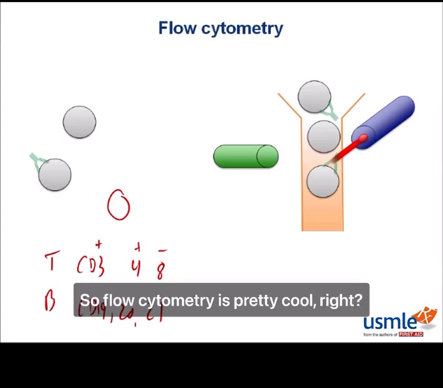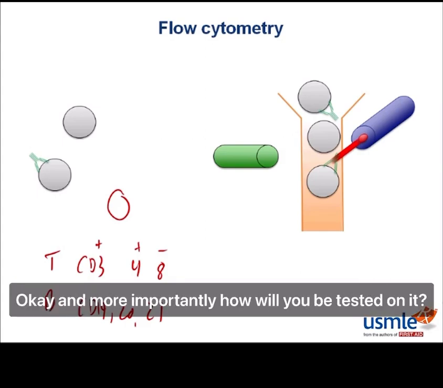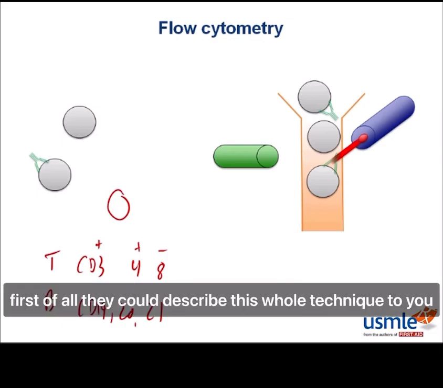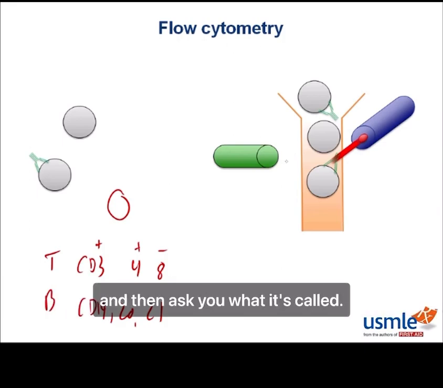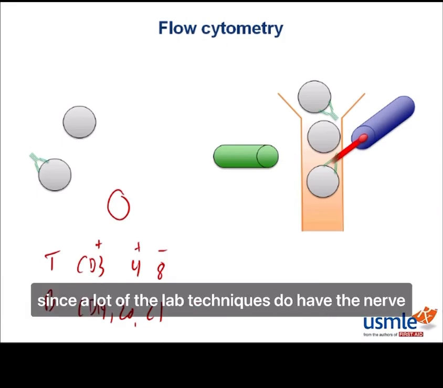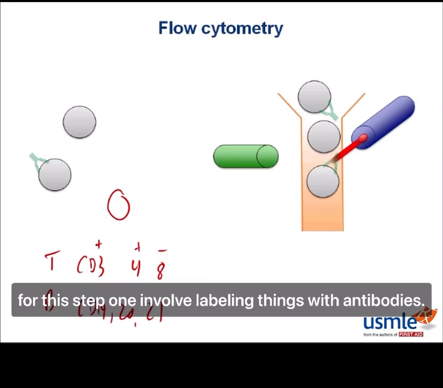They just count as cells that are negative for the proteins you're interested in. So flow cytometry is pretty cool, right? Okay, and more importantly, how will you be tested on it? Well, there's 2 ways. First of all, they could describe this whole technique to you, and then ask you what it's called. These can be a little tricky, since a lot of the lab techniques that you have to know for the Step 1 involve labeling things with antibodies.